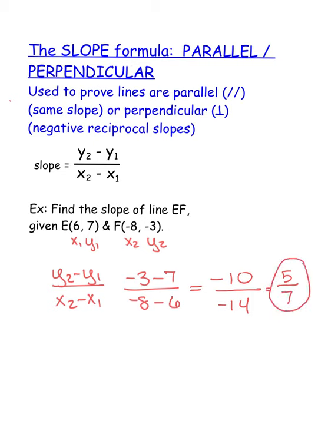That is the slope. If I found the slope of another line segment and it's the same, those lines would be parallel. If I found the slope of another line segment and it was flipped and negated, meaning -7/5, then the lines would be perpendicular.